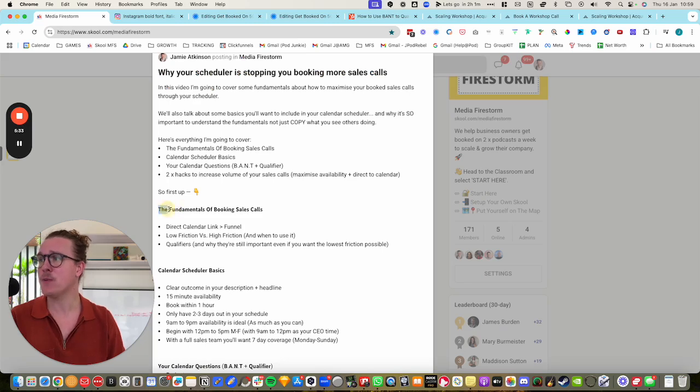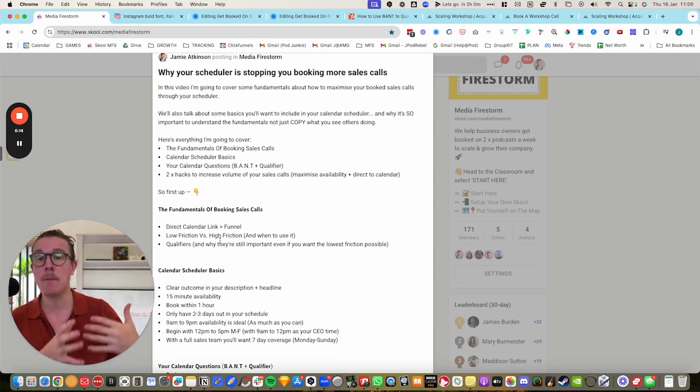And so this is some of the fundamentals that you need to understand. First of all, if you don't have a high volume of calls, sending direct to a calendar is going to work better than sending to a funnel. You need to understand the reason that people have low friction versus high friction and when to use it. And finally, you want to have qualifiers inside of your sales calendar to really just make sure that the people who are booking in for calls are actually your dream customer.